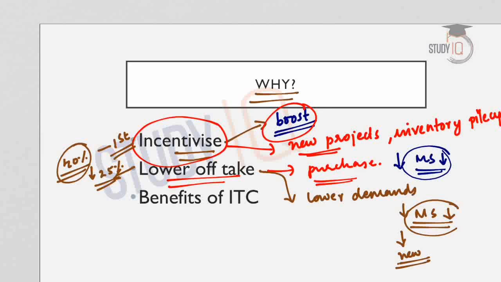So this will lead to stalling of projects. And another major reason was that the builders were not passing on the benefits of ITC, or the input tax credit, to home buyers as lower prices.